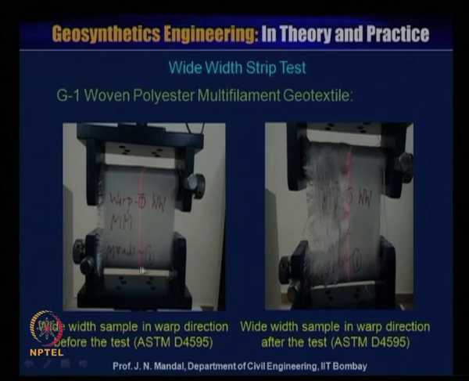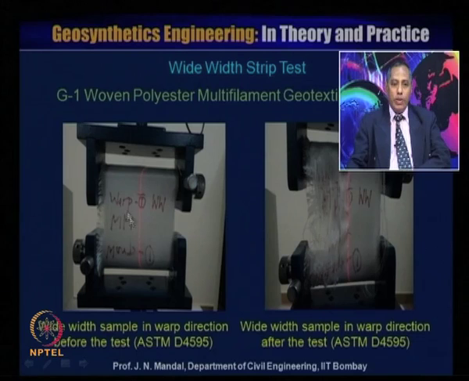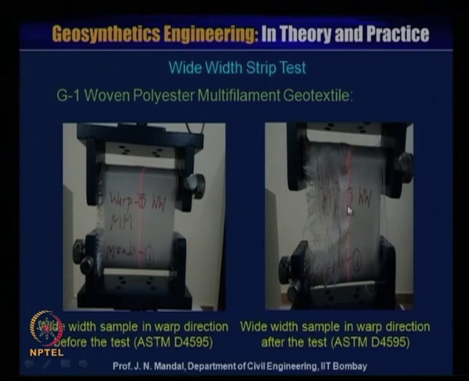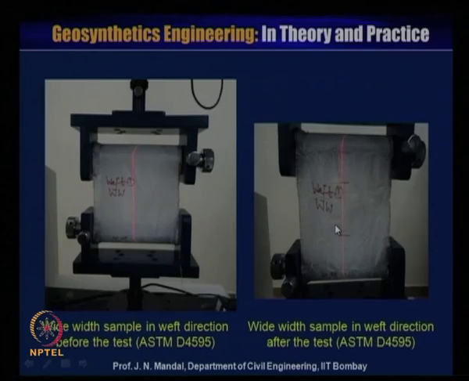So, this is the wide width strip test for woven polyester multifilament geotextile. This is the wide width sample, 200 millimeter wide with a 100 millimeter gauge length, and this is the test for the warp direction. This is before the test as per ASTM D4595, and you can see after the test in the warp direction. This is a very typical failure of the woven polyester multifilament geotextile in the warp direction.